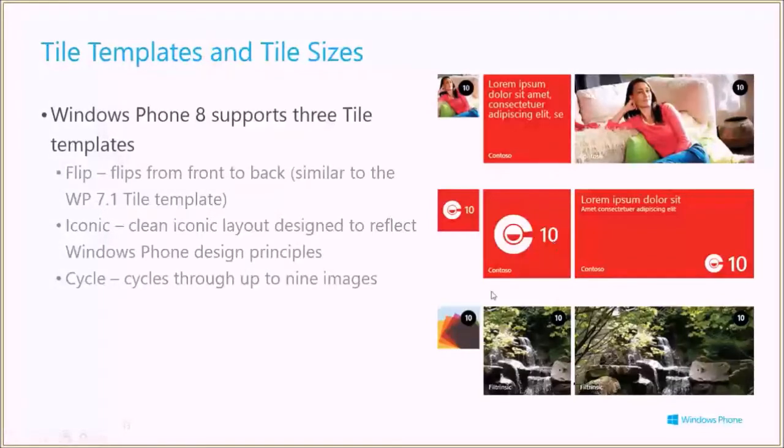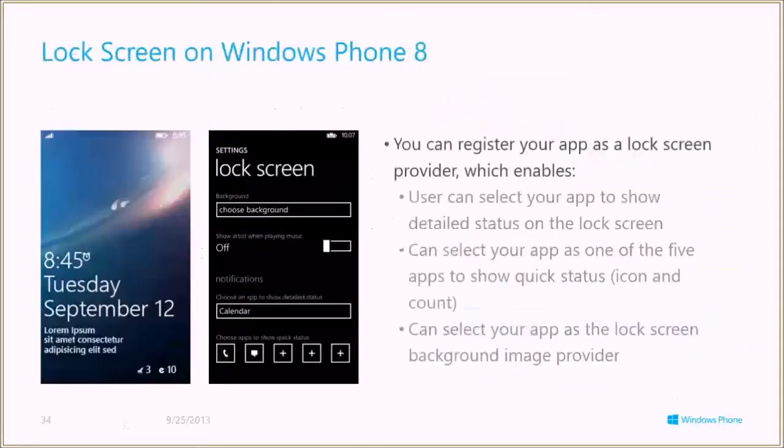You just choose the templates that you'd like to use. We've also got the lock screen. We've shown and described the lock screen. You can register your application as a lock screen provider, which means that, for example, if you have an application that shows a calendar, or maybe weather, you can make the notification for the weather app.